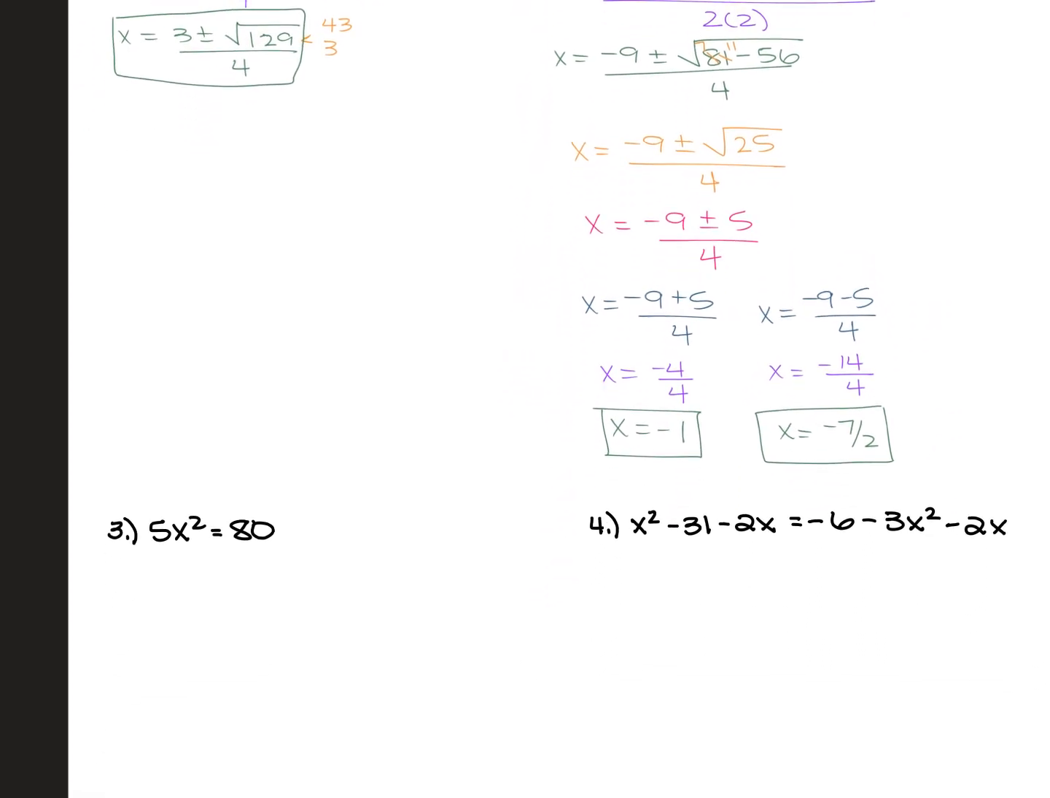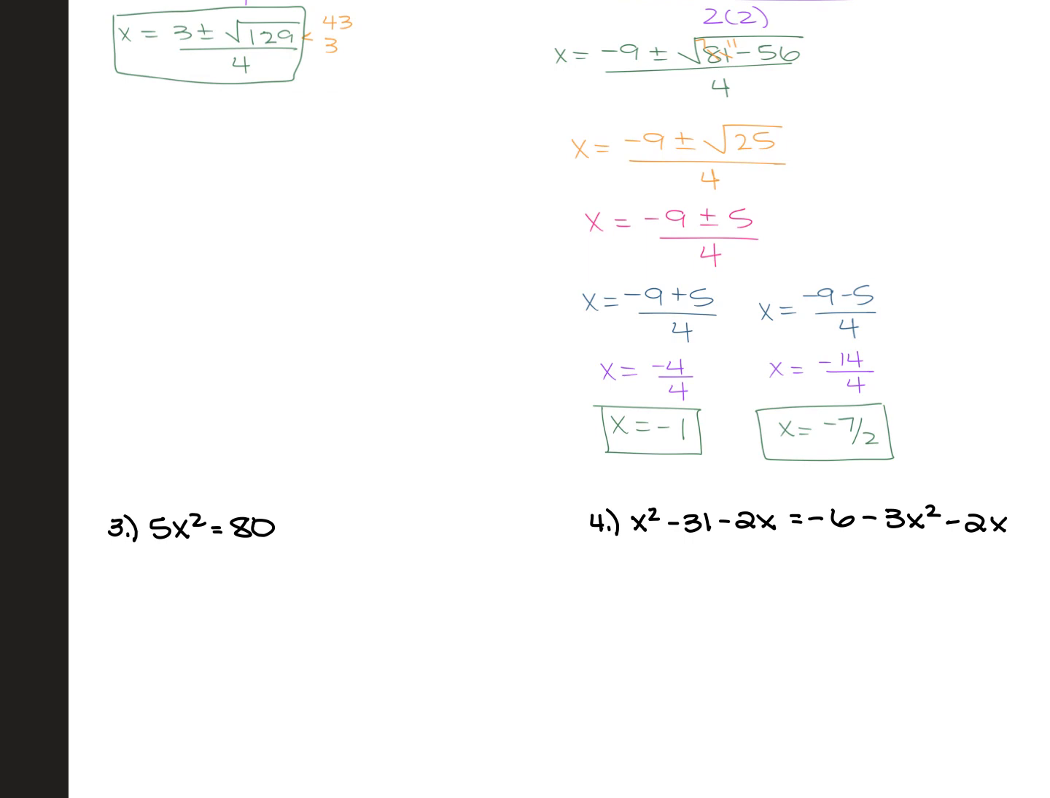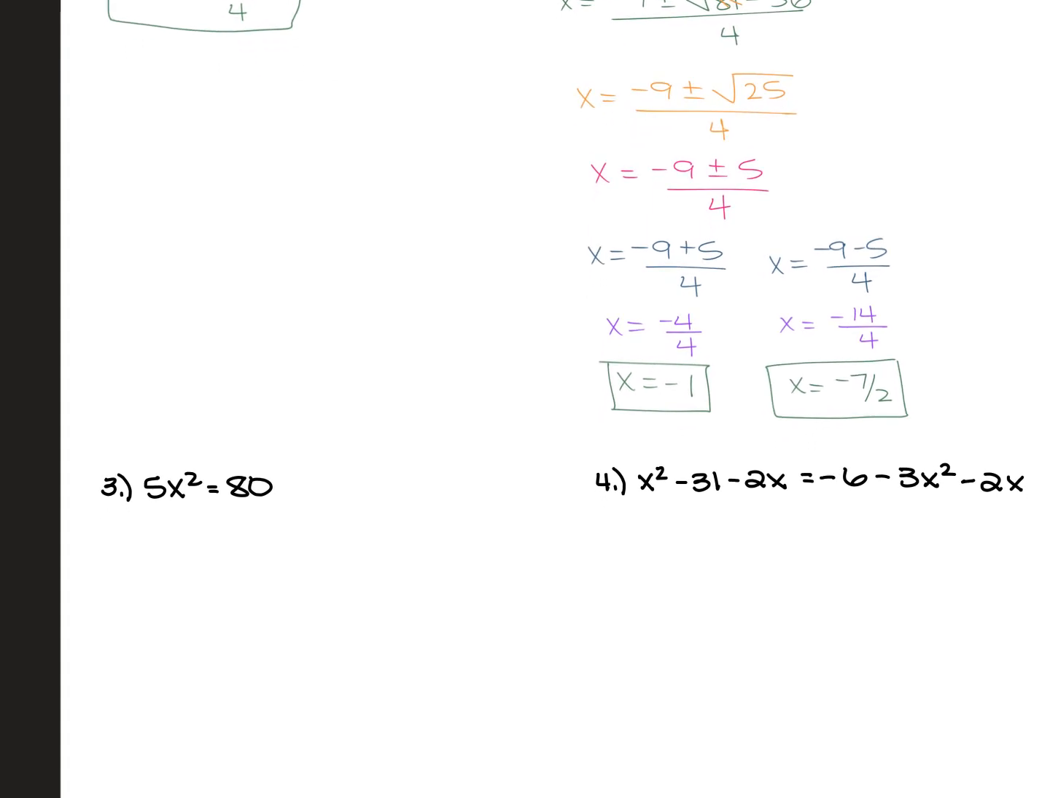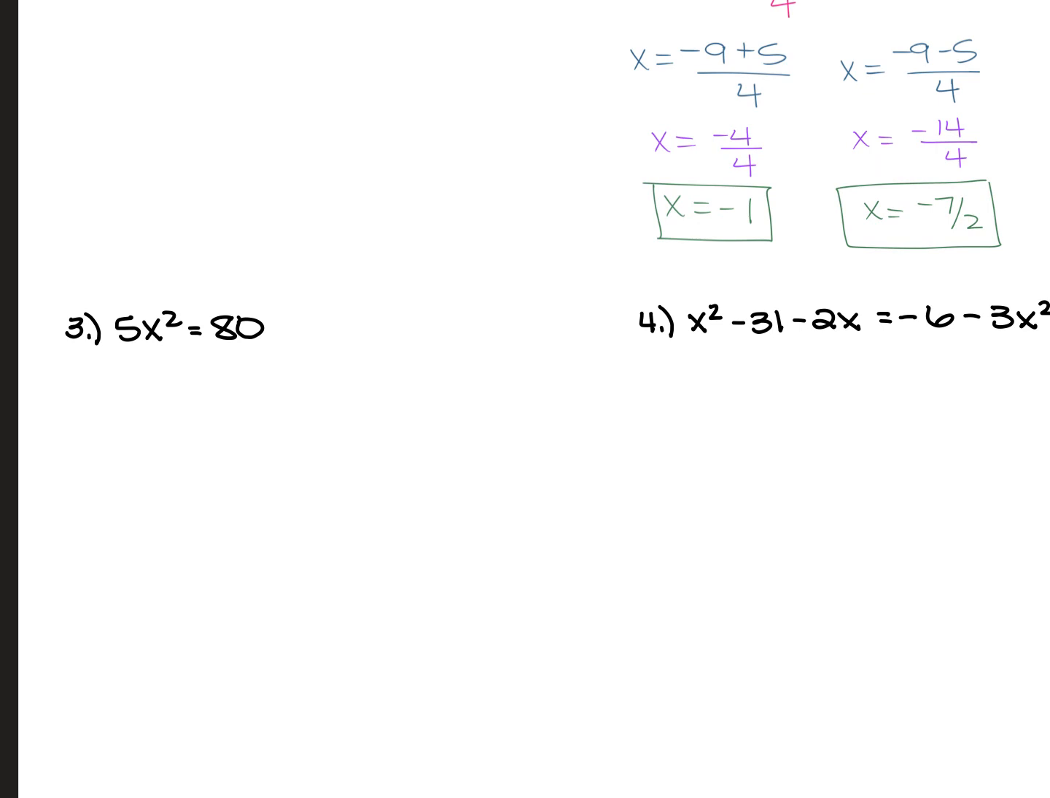For number 3, you have 5x squared is equal to 80. You don't necessarily need to use quadratic formula for this one, but since our directions tell us to, we're going to. Your 80 is going to have to move over first, so we're going to subtract it from both sides. That's going to give us 5x squared minus 80 is equal to 0. If you identify your A, your B, and your C here, your A is 5. B, there's no x, so that's 0. And C is negative 80.